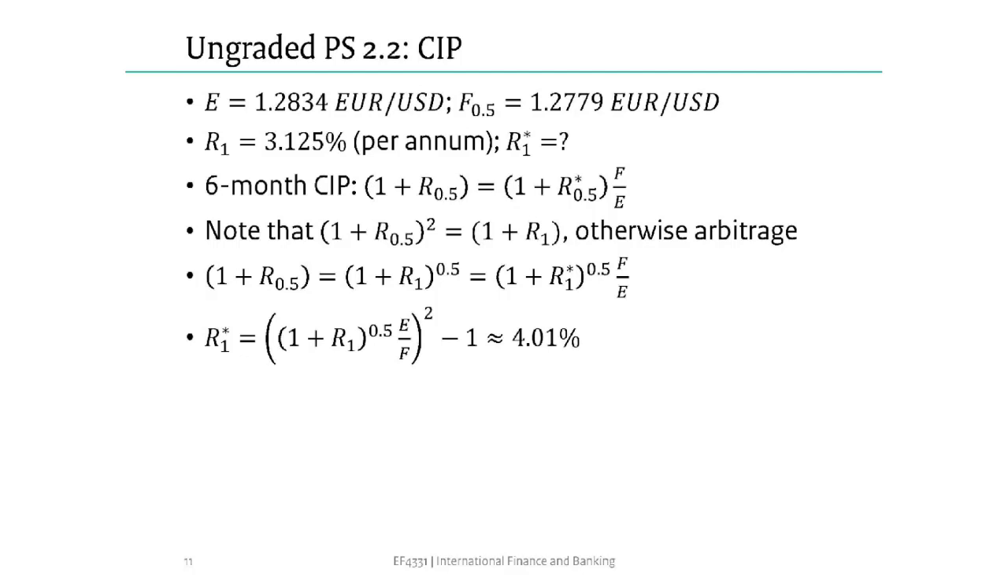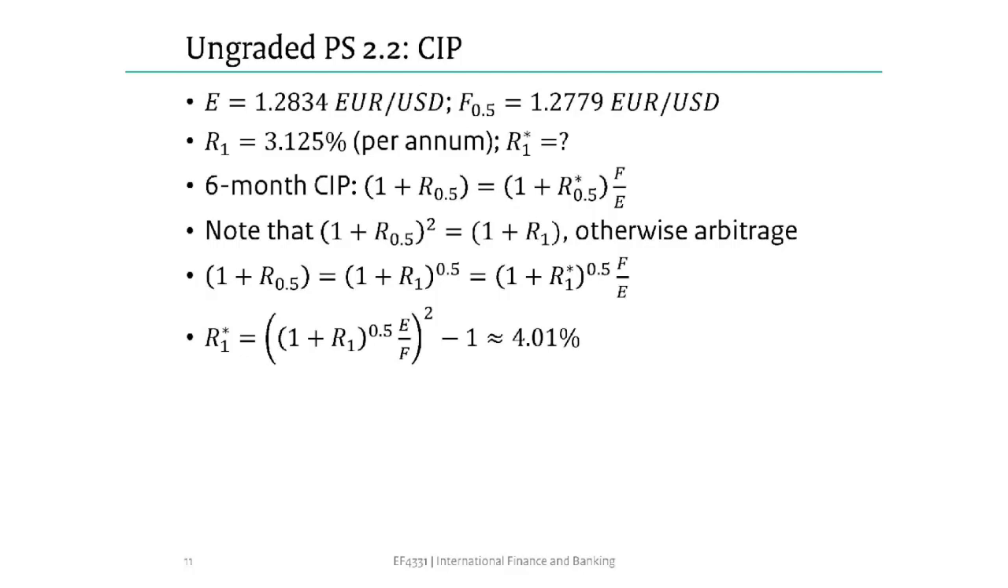You have an exchange rate E equal to 1.2834 US dollars for 1 unit of euros. So here you can clearly see again that the foreign currency we're talking about is euros. Domestic currency is US dollars. We have a future or forward contract, the forward price, equal to 1.2779. This subscript 0.5 means that this forward contract is for the delivery of the foreign currency 6 months from today.